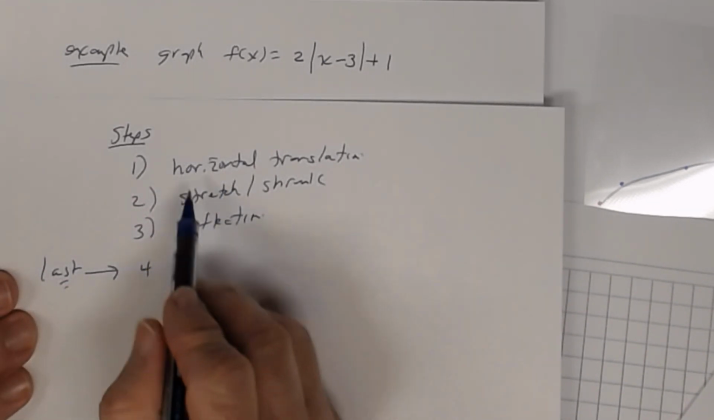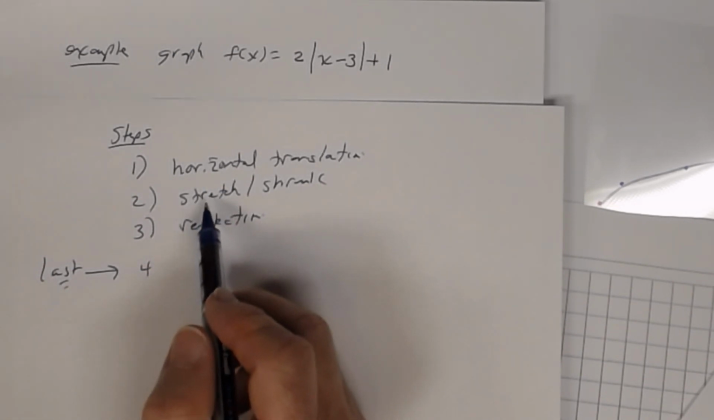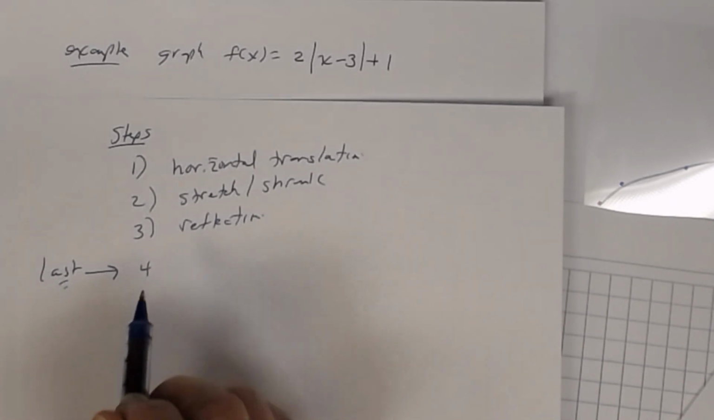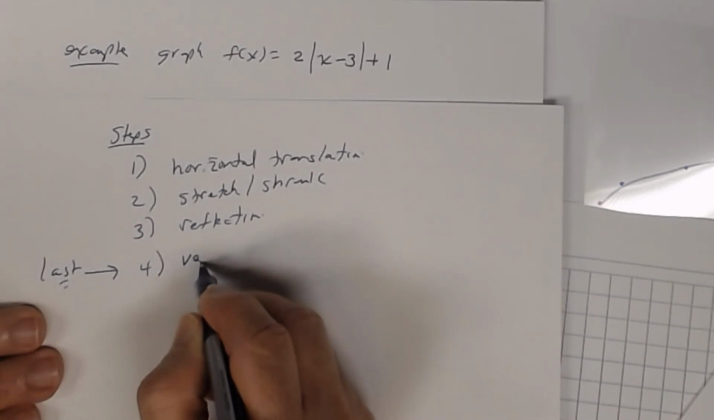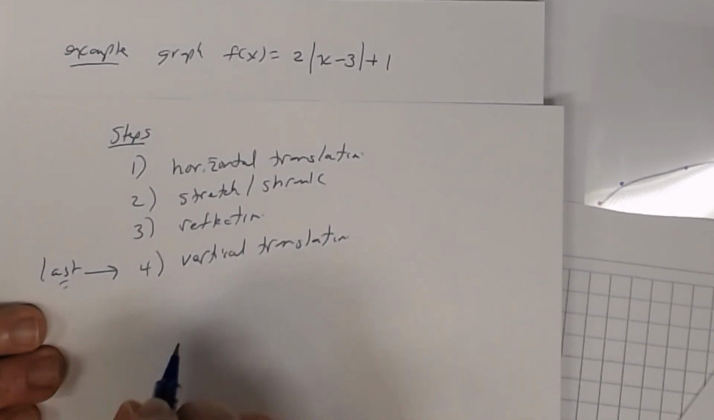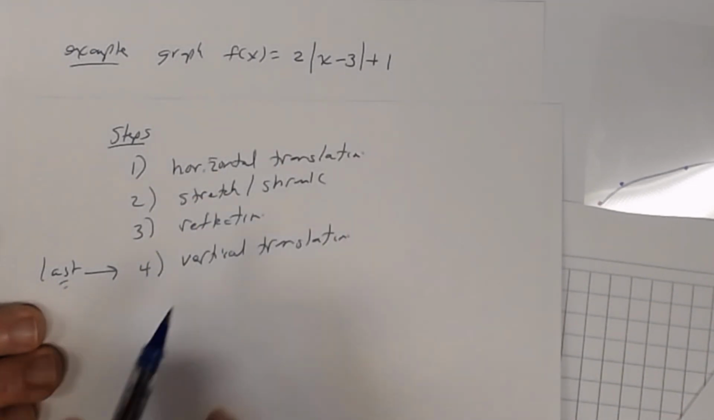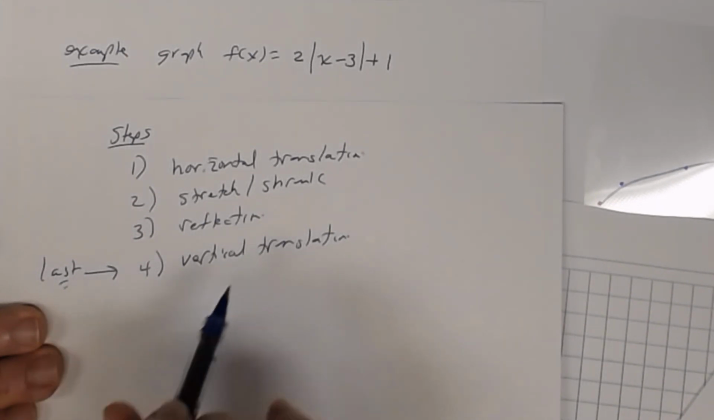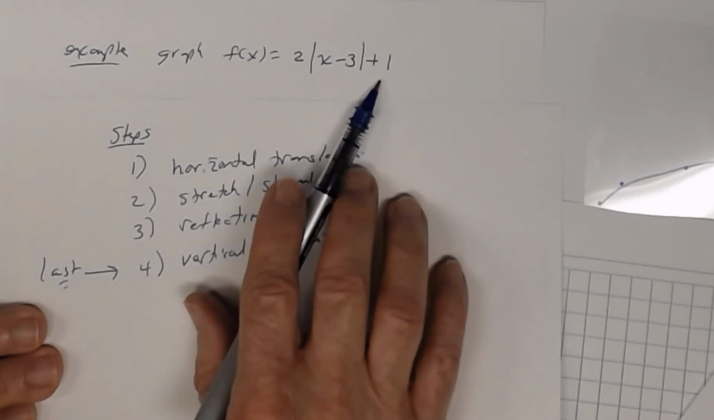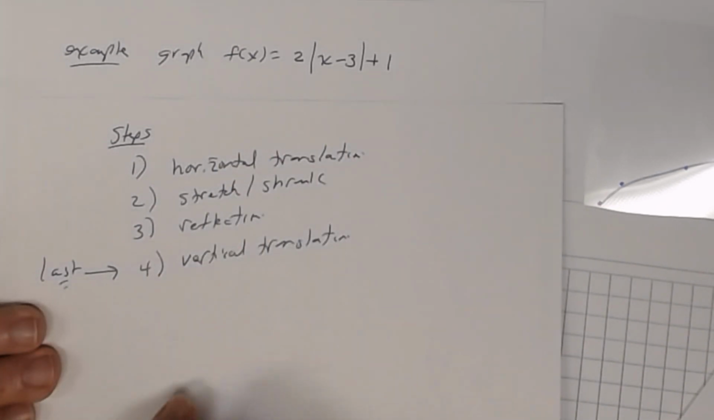Now I'm going to say this. You'll notice that if you change the order for the first three, you're going to get the same graph in the end. But the last thing you do must always be the vertical translation. Vertical translation must always be done last, because if it's not, you're actually graphing a different function. Remember, the vertical translation is the number on the outside. If the vertical translation is not done last, you're actually graphing a different function than you want to.